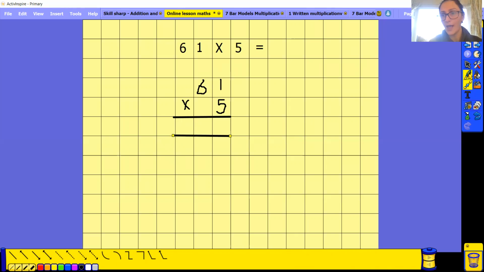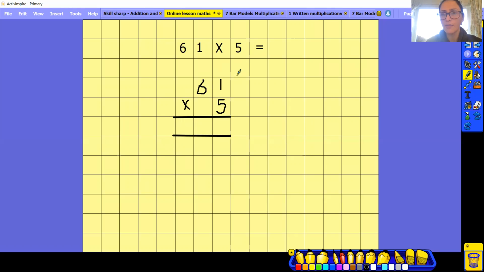There we go. Okay, so always start with the ones column. Well done if you said that. So we start with the ones column. We go 1 times 5. 1 times 5 equals 5. Brilliant. Not very good at writing on the computer.